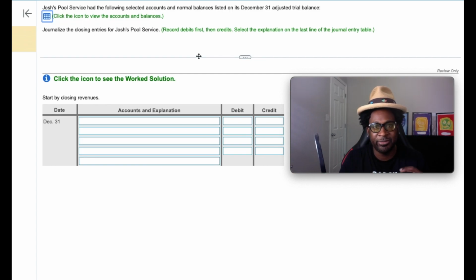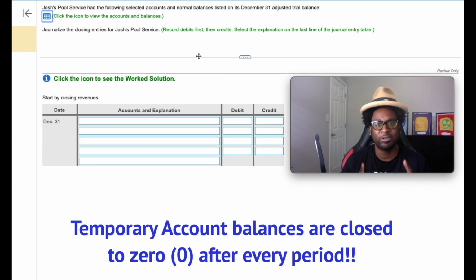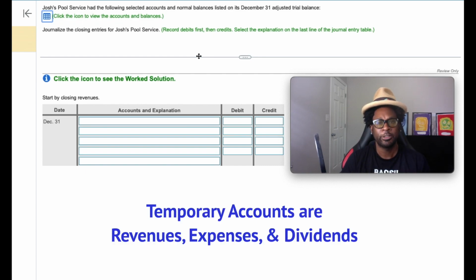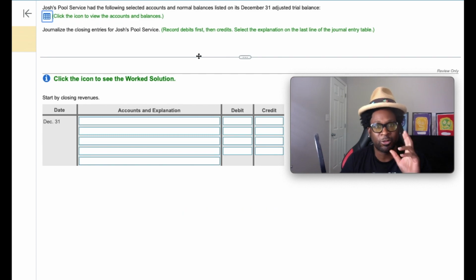At the end of the period, after you reported those particular financial statements, your next step is to complete the closing process. So what is the closing process? The closing process closes out all temporary accounts to have a zero balance so that the following year they could report income correctly. So what are temporary accounts? All revenue accounts, all expense accounts, and dividend accounts. So those particular accounts must follow a strict process in which to be closed.